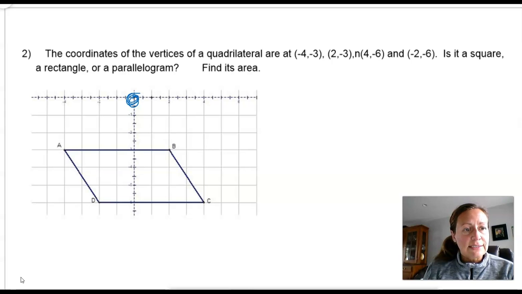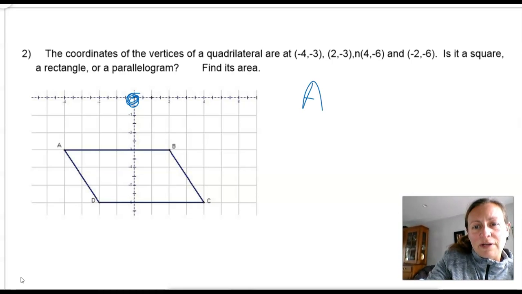Okay, for this next second example, the coordinates have already been plotted of this quadrilateral, and we are just supposed to determine what shape it is and find its area. Clearly, I think we all could agree it is not a square. It is not a rectangle. It's a parallelogram. Either way, it is going to be base times height. So we just need to find the base and the height and multiply them because we know the area of a parallelogram is base times height.